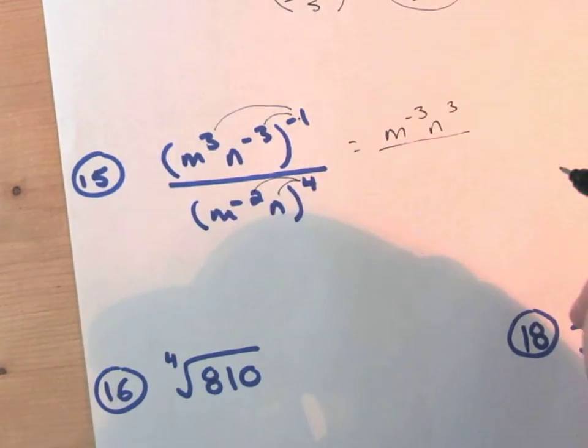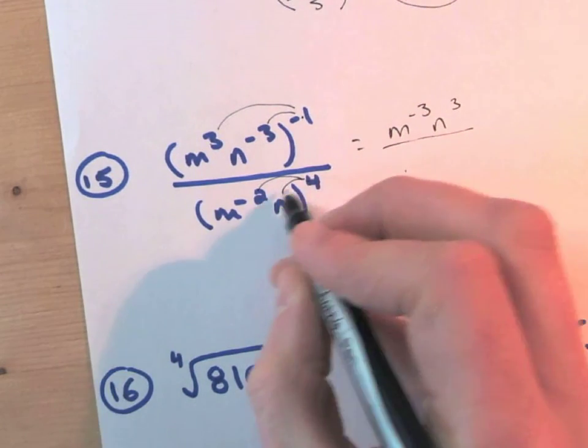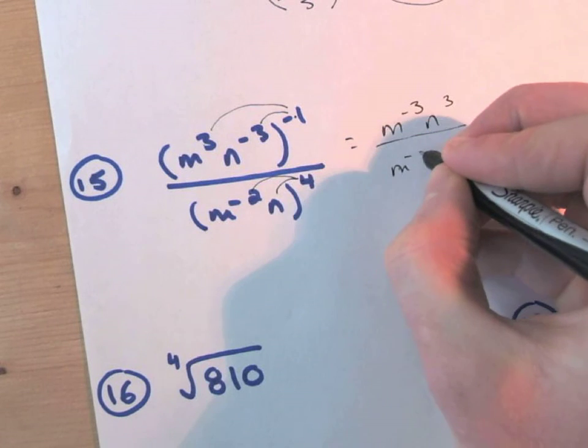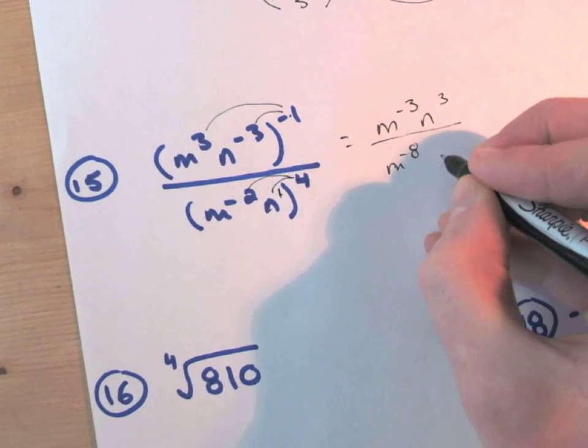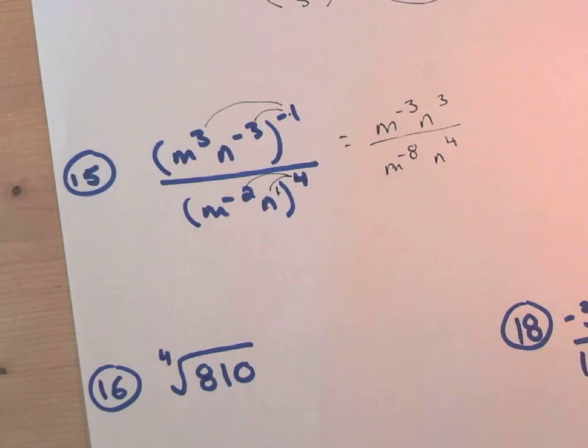And then here we have 4 times negative 2, which is m to the negative 8, and n times, which is 1 times 4, is n to the power 4. Okay? So we have this so far.